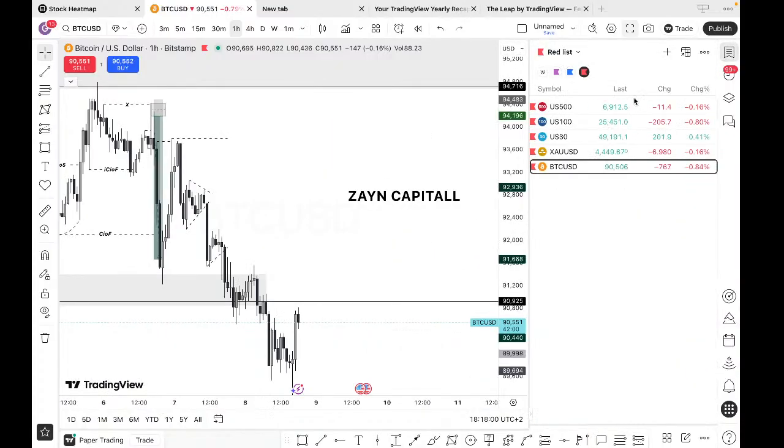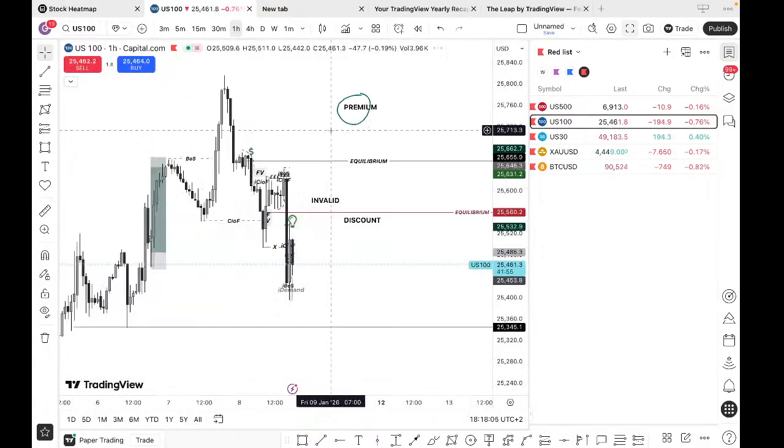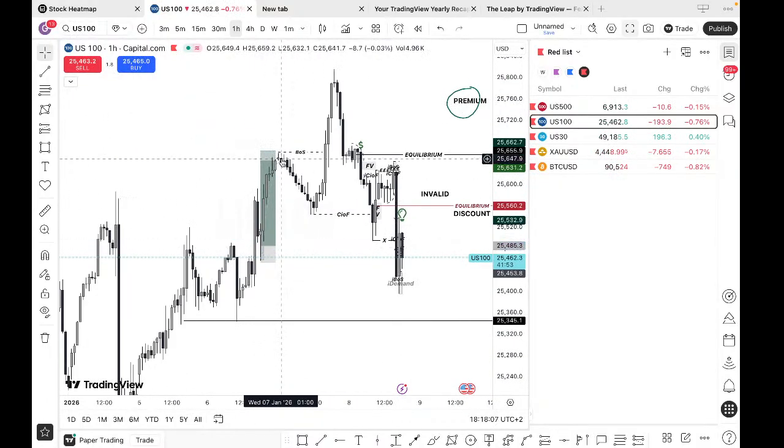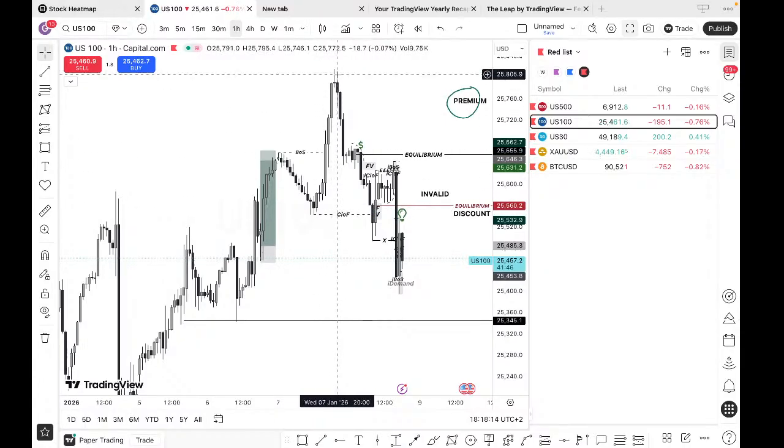We also took Nasdaq. Was it Nasdaq or US30? Nasdaq. We took these trades on Nasdaq, right, which is really dope on Tuesday. So we took these buys towards the upside, right? The market then mitigated and advanced towards the upside.